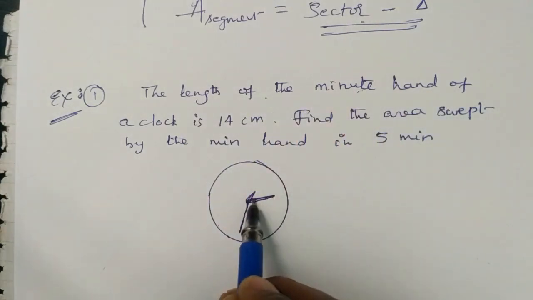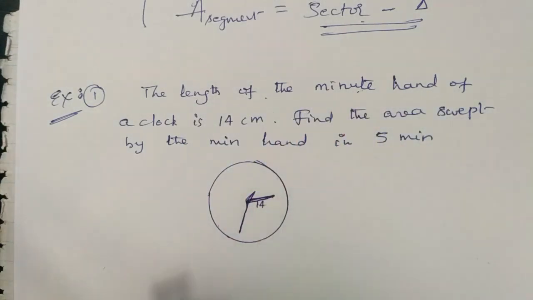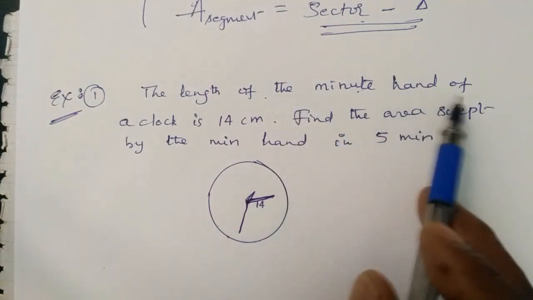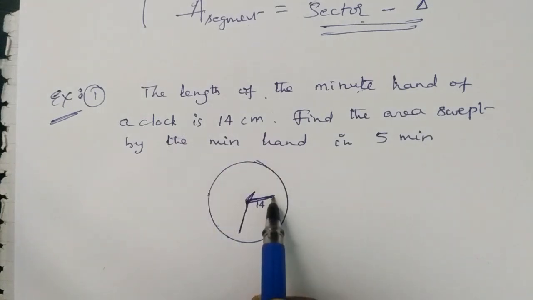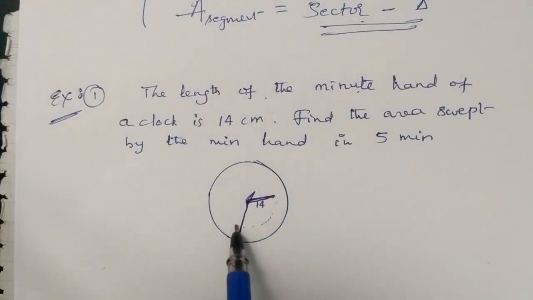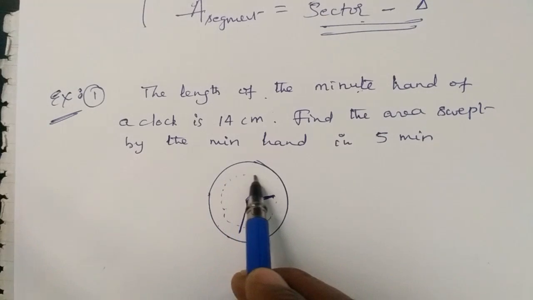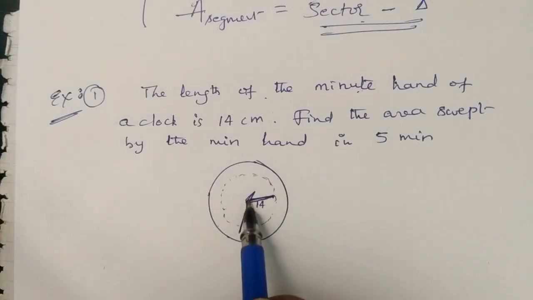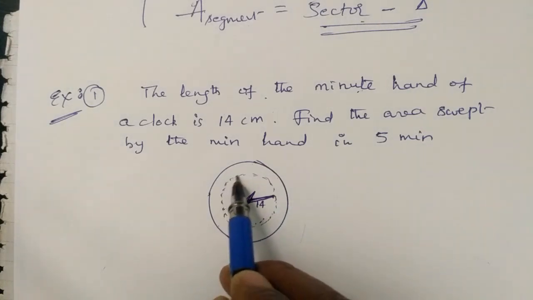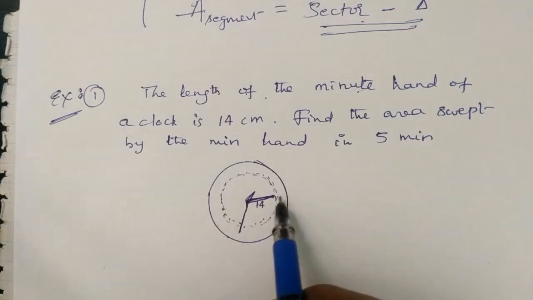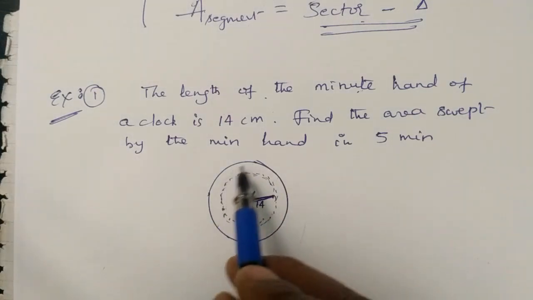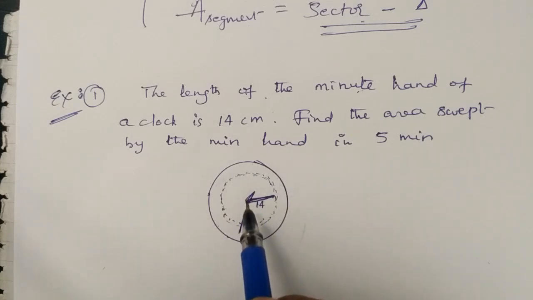So this is the minute hand. This minute hand length is 14 centimeter, given. Find the area swept by the minute hand. This minute hand is completely rotating around the center of the clock. So this is the center of the clock, and the minute hand will be rotating in this path. This is the locus of the minute hand. Locus means the path followed by the minute hand. In what path the minute hand is moving, that is called the locus.